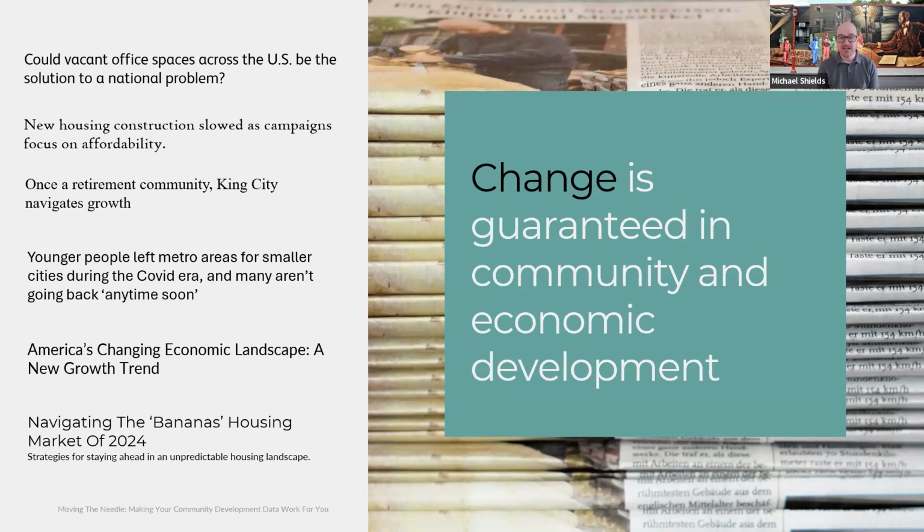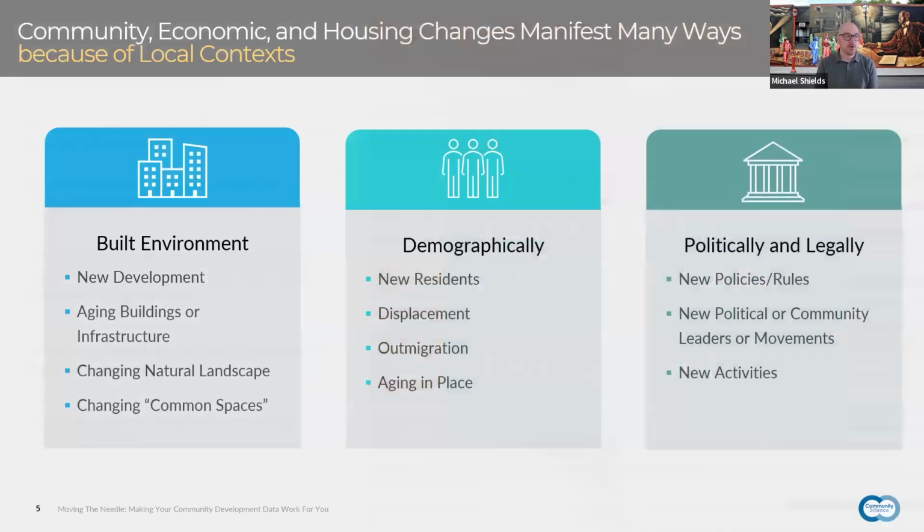This is all me saying that there are large macro changes that we'll read about all the time, and the things we're experiencing today and this year are going to be completely different from the things we're experiencing 5 years down the road. We'll be having different conversations then, but I think we can all agree that change is the only guarantee here. And that's what we're looking to measure at some point, because those community economic and housing changes are going to manifest in many different ways because of local context. So I've listed here 3 main ways that we see these macro level changes occur in place. And that's changes in the built environment, changes demographically, and changes politically and legally.